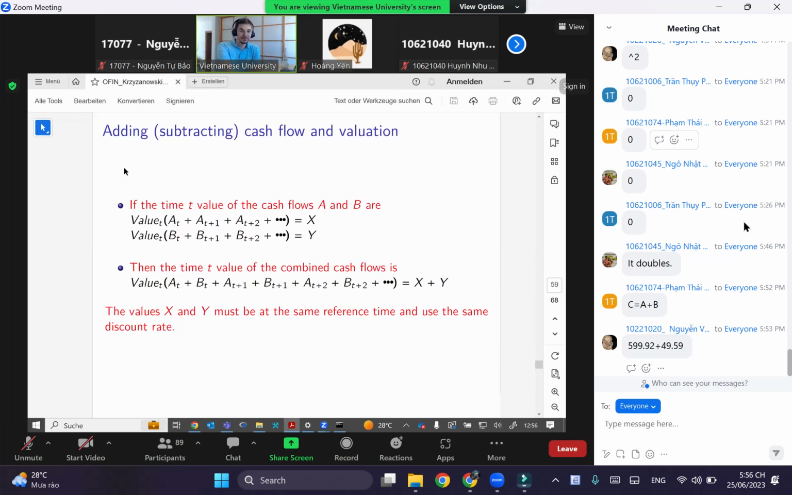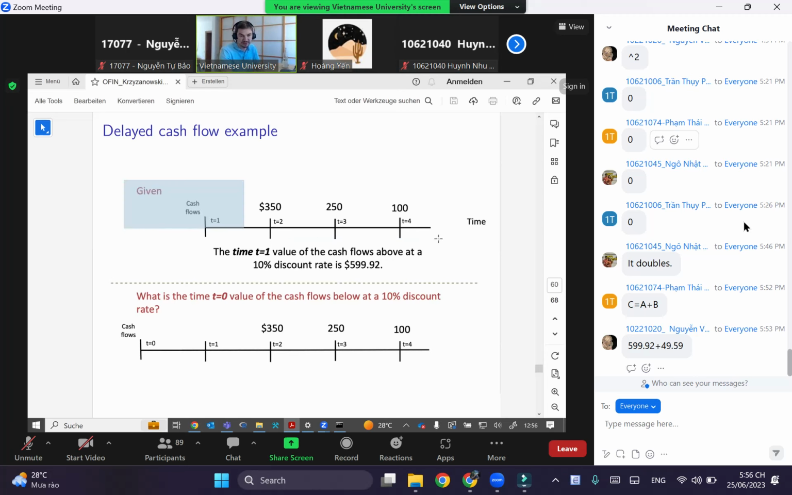Well, and now we come to the third point, delayed cash flows, right? Look here at this first investment opportunity. You see, in time 0, nothing happening. In time 1, nothing happening. In time 2, we get 350. In time 3, we get 250. In time 4, we get 100, right?